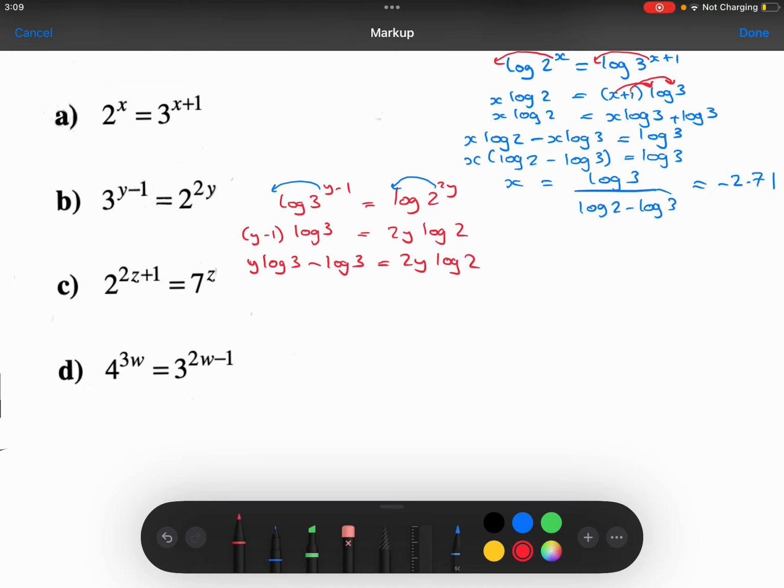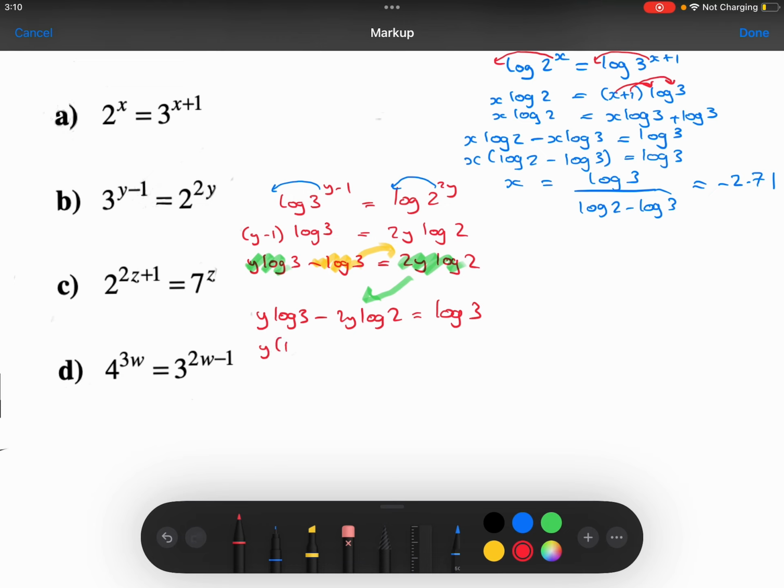And now I want to collect up the y terms on the left-hand side and the terms that don't have a y on the right-hand side. So I'm going to collect these together on the left. And I'm going to move that term there over to the right because it doesn't have a y in it. So y log 3 minus 2y log 2 is equal to log 3. So these are the two green terms on the left-hand side. This is the yellow term on the right-hand side.